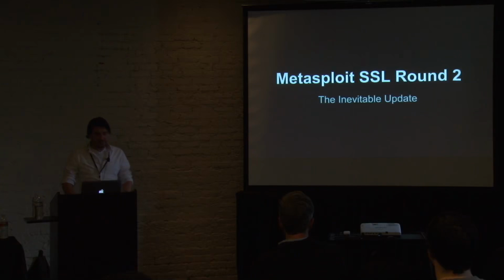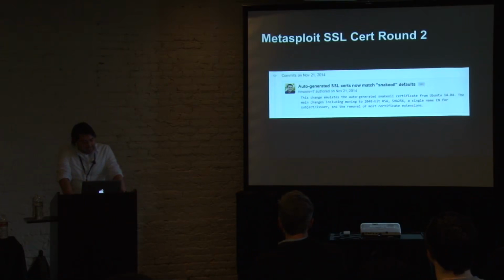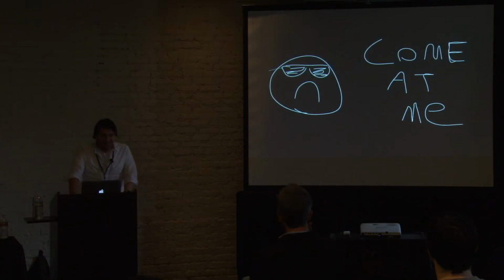So I gave that talk at Nova Hackers, and not even a month later, this guy, hdm-r7, updates the Metasploit code on GitHub. And HD says, auto-generated SSL certs now match snake oil defaults. This change emulates the auto-generated snake oil certificate of Ubuntu 14.04. The main changes include moving to 2048-bit RSA, SHA-256, single name CN for subject and issuer, and the removal of all those other certificate extensions. So, all right, let's do this.